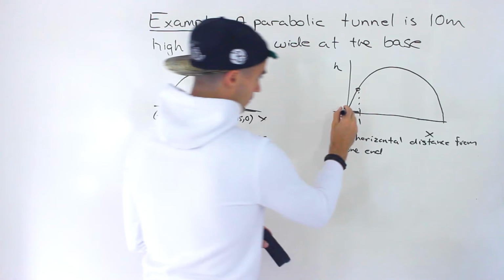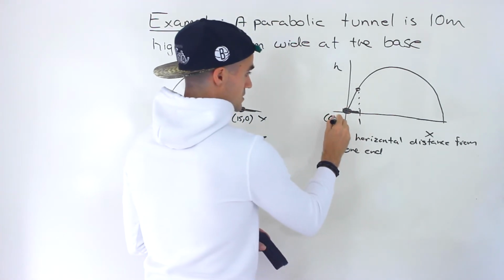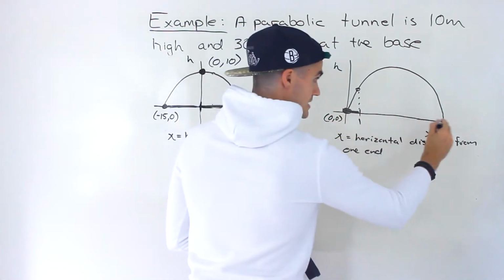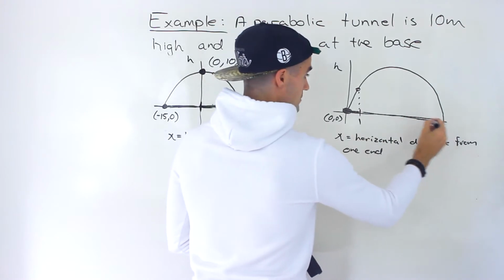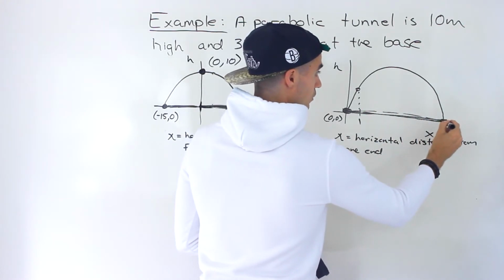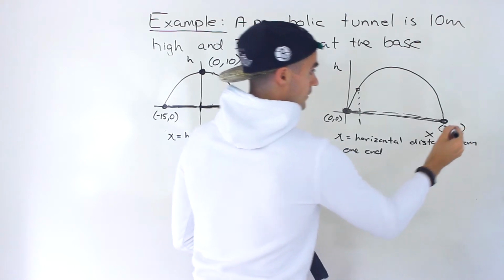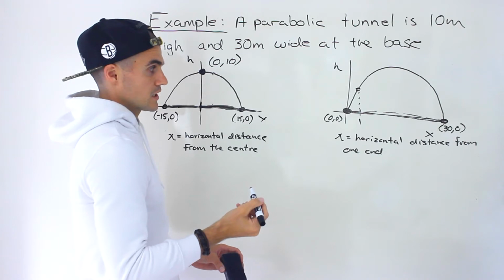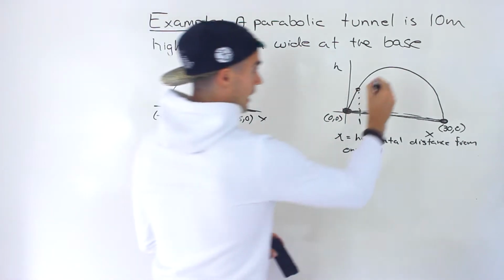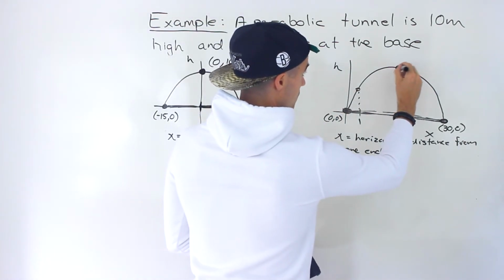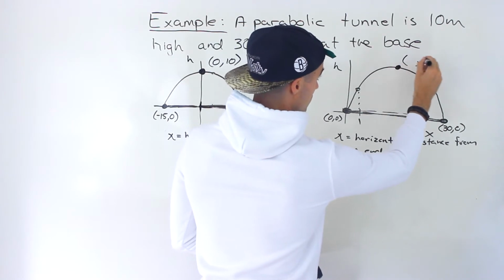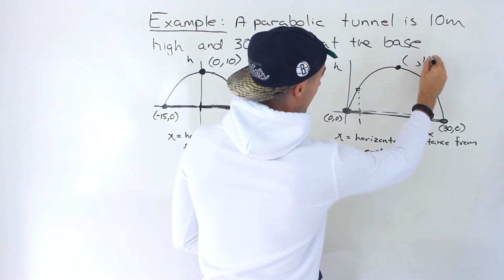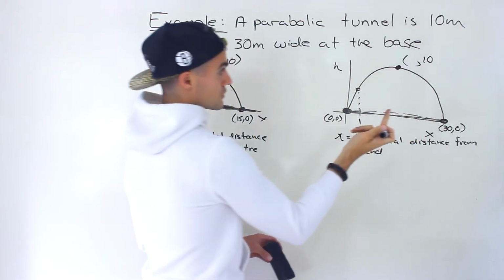Versus over here, we're dealing with the origin. We know this is going to be 0 and 0. Because this is 30, right? It's the same tunnel. We know this is going to be 30 and 0 like that, right? So we're dealing with different intercepts. Now the height of the tunnel is the same, so we know that the h value of this vertex is still going to be 10. What's the x value of that vertex going to be?